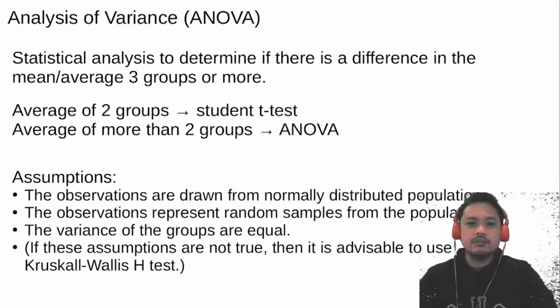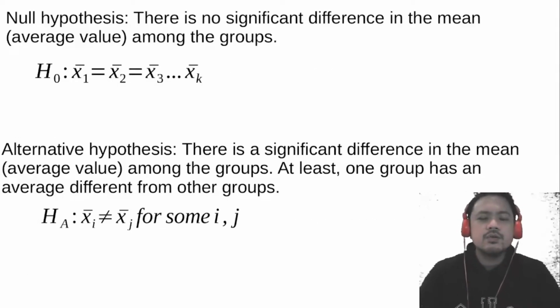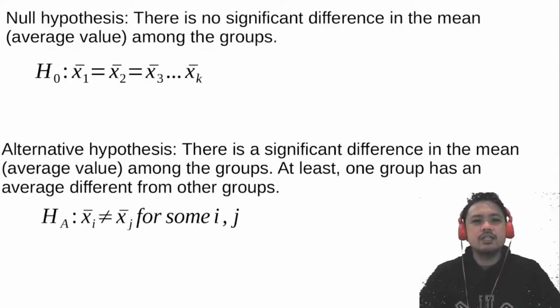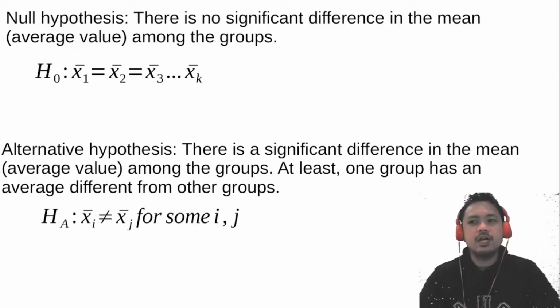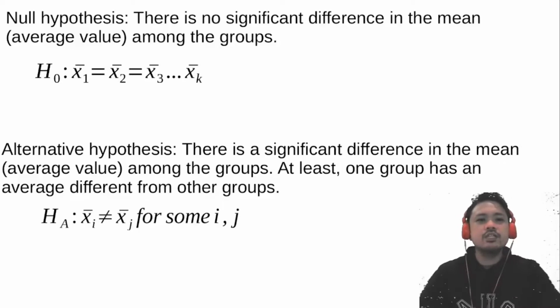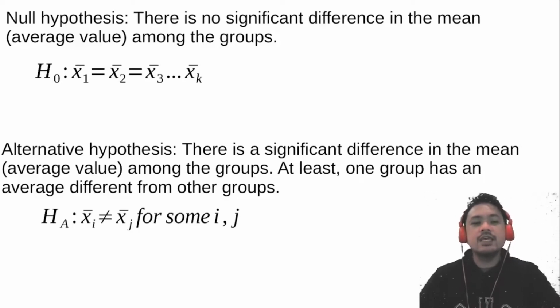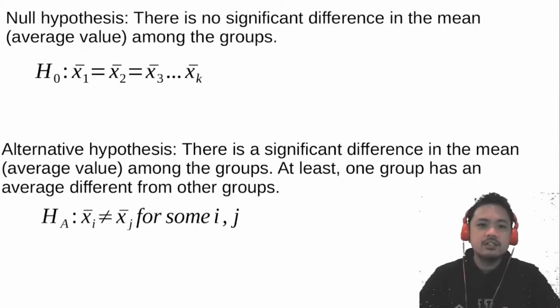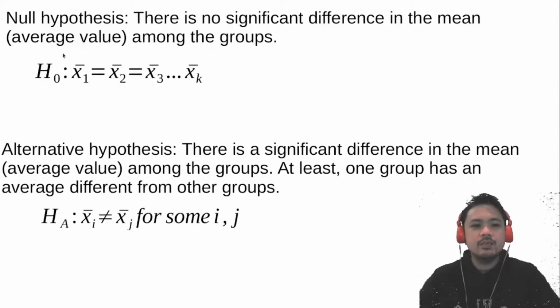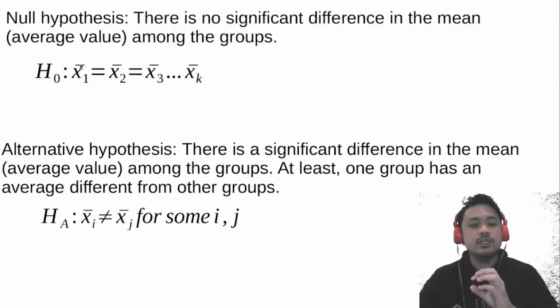When we are performing the analysis of variance, we can have two hypotheses, null and alternative. The null hypothesis is stated as there is no significant difference in the mean or average value among the groups. We have here our symbol for the null hypothesis. Then here we have the X bar, which is the average value of the groups that you are comparing. We have here a subscript 1, 2, 3 until k.